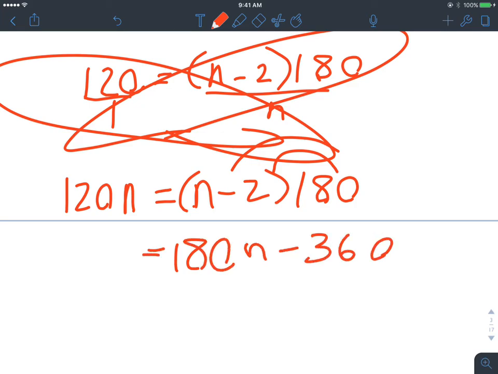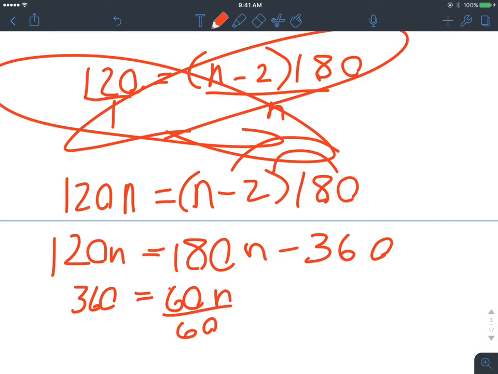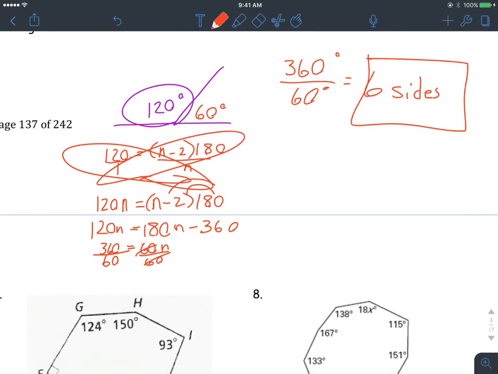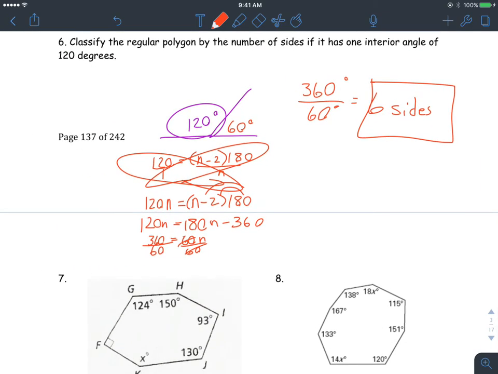360, 120n, subtract over the 120, add the 360, and then look at this here. At the very end, you're still going to have to do 360 divided by 60. So why don't you just do it the easy way first, and just start out with that. So, in my opinion, it makes it a lot easier if we do that.